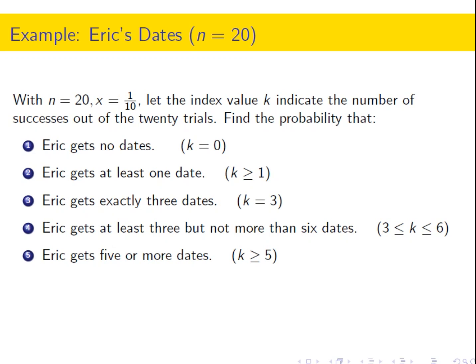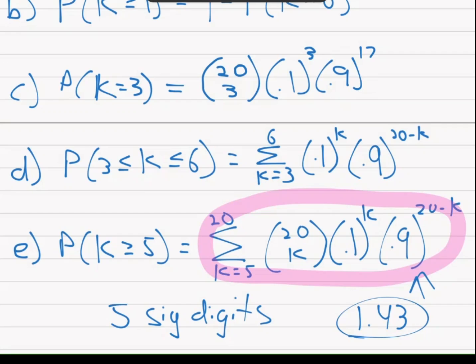The key idea is to be able to use the binomial theorem to go ahead and write down these probabilities quickly and easily, and then make sure that you can use your graphing calculator to estimate them.